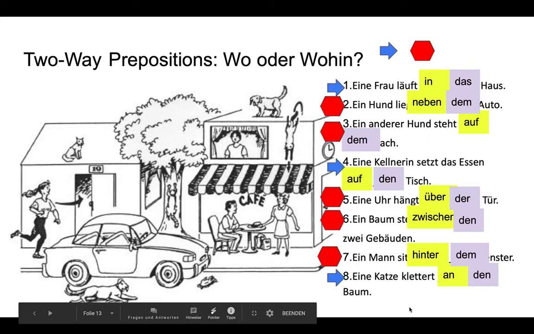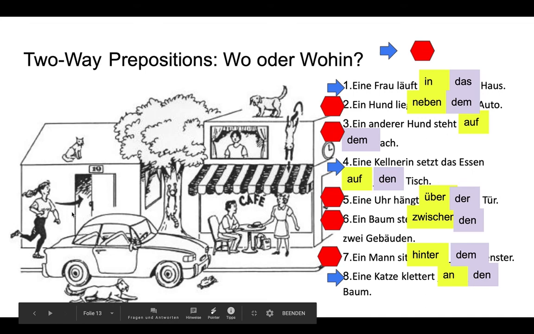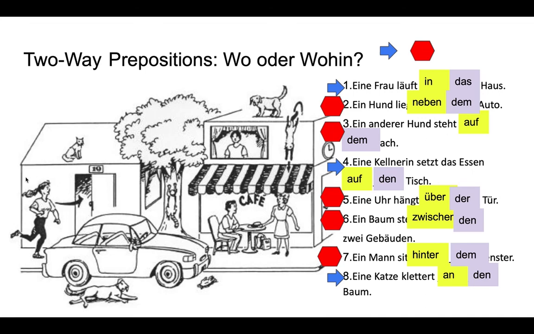Let's go over them together. Nummer 1. Eine Frau läuft. The verb laufen gives me a good clue here that I'm dealing with movement. Also, the fact that she's associated with an arrow here in the illustration gives me another clue that we're talking about her movement. She's running into the house. Eine Frau läuft in das Haus. I've used accusative because she's moving.